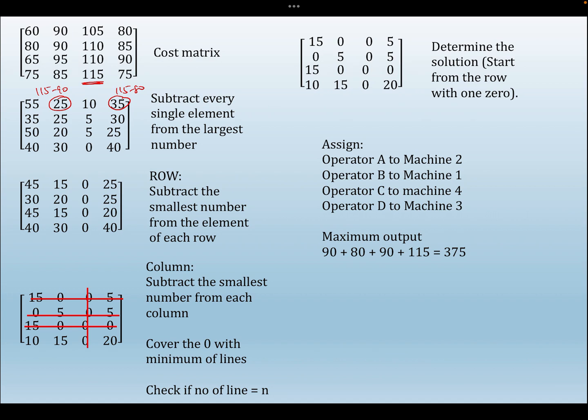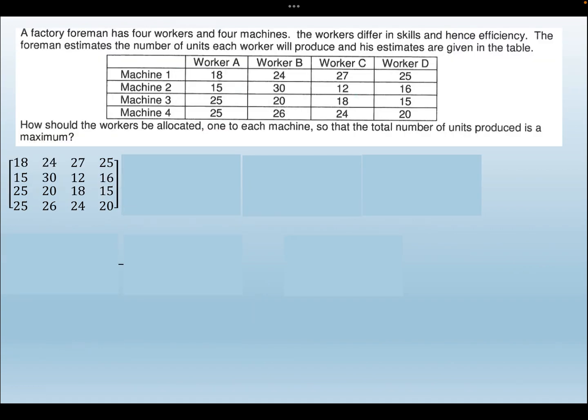So therefore, we can determine the optimum solution. Start from the row with 1 zero. So it has to be the last row. And then looking up, we can assign operator A to machine 2, operator B to machine 1, C to machine 4, and operator D to machine 3. And you can work out the maximum output. Alright, let's have a look at the next example.